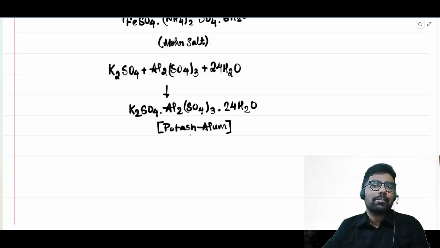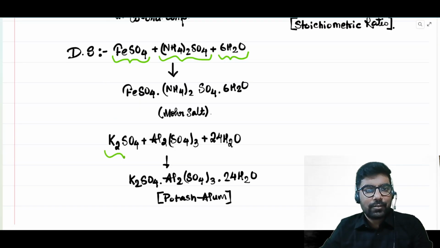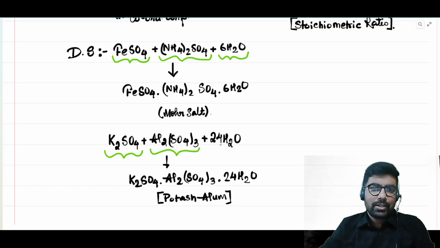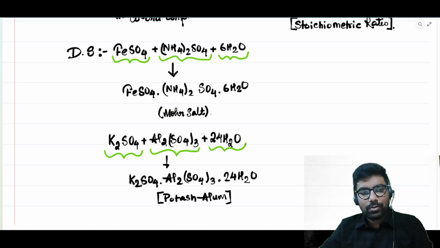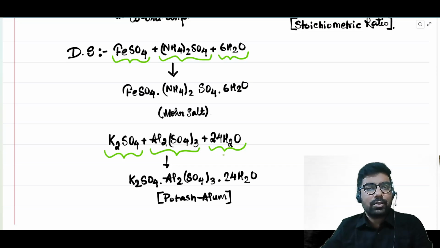So this is also an example of a double salt. Same logic. See, potassium sulfate is a stable compound, it can exist independently. Even aluminium sulfate is a stable compound, and we have water molecules. So two stable salts and a water molecule combine to form another compound. This is an example of a double salt, and this by far falls under molecular or addition compound.